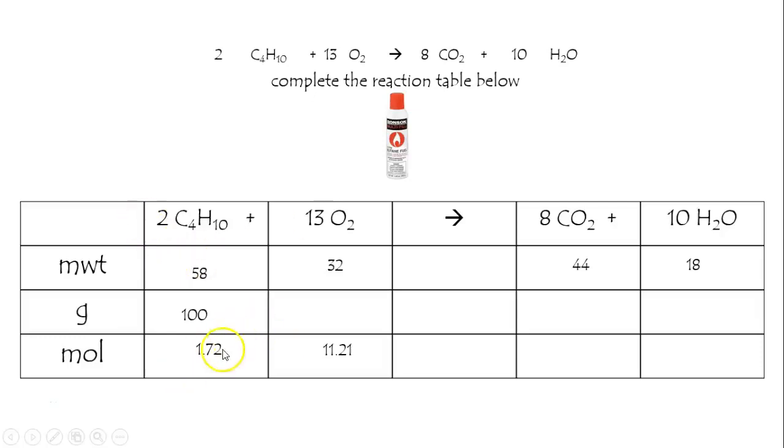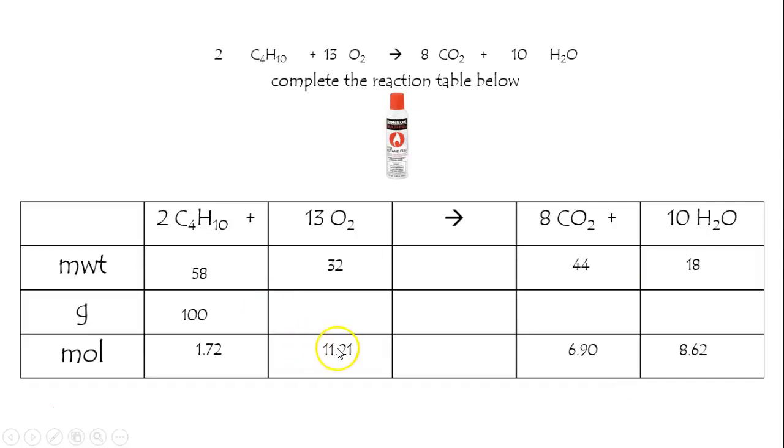It will make 4 times as many moles of carbon dioxide as the moles of butane it starts with. That's 6.9, and 5 times as many moles of water. See how 2 will make 10? That's probably the easiest math right there.